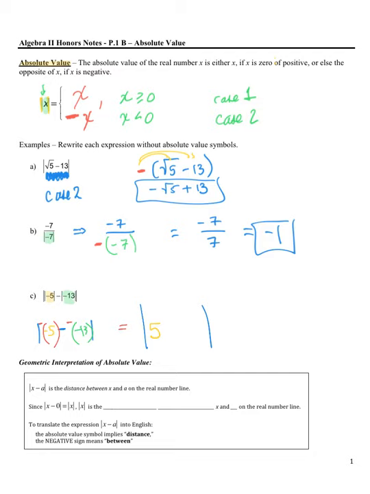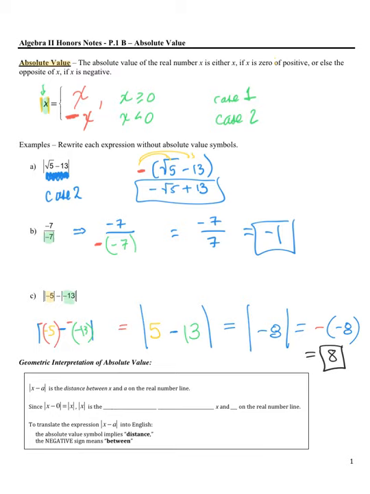And then I have minus a minus 13, which becomes a positive 13. So now I have to do this again. I have to evaluate what's inside the absolute value, 5 minus 13, and I'm going to now take the absolute value of negative 8. That input is negative, so I have to take the opposite of it, which means my final answer is just 8.